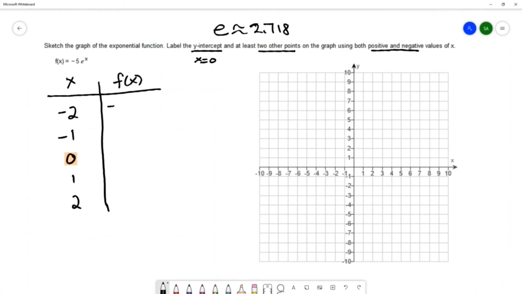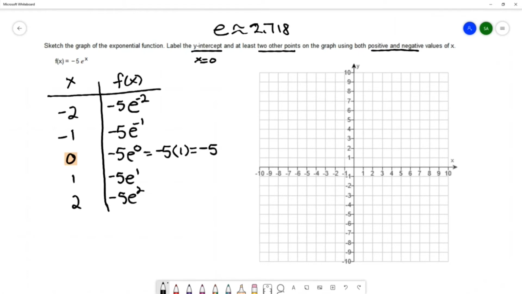So this is -5 e to the -2, -5 e to the -1, -5 e to the 0. This one works out nicely because any number to the 0 power is 1, except for 0. So we get -5. So that's really the only nice y value. Then -5 e to the 1, -5 e squared. So we're going to use the calculator.